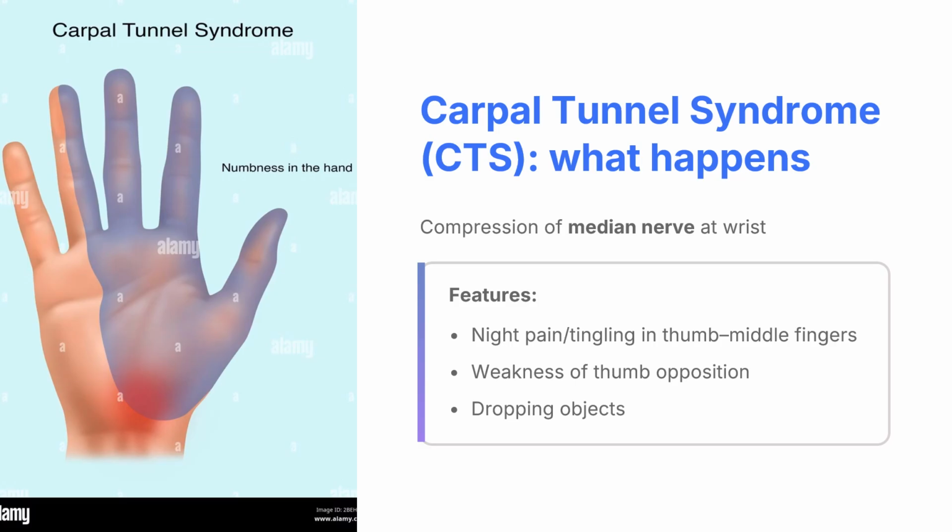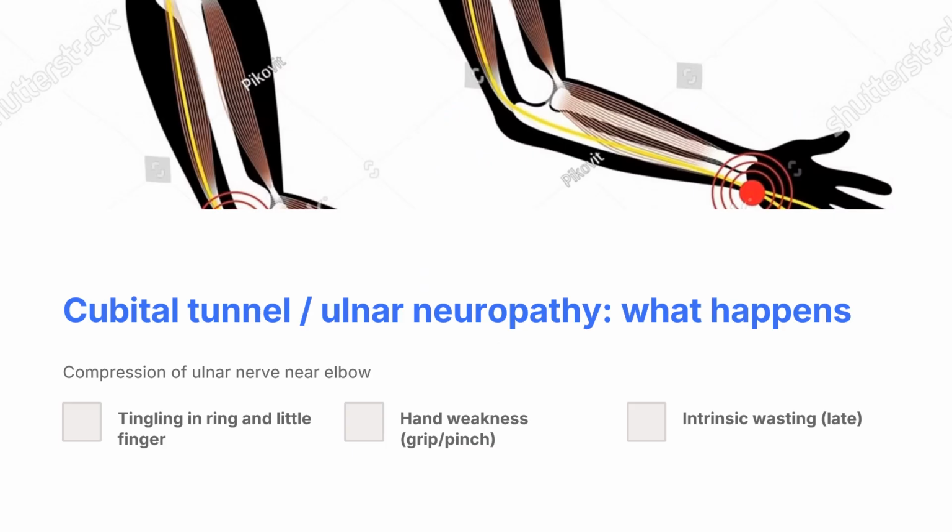Okay. So another entrapment syndrome, let's see, cubital tunnel syndrome. Cubital tunnel syndrome at the elbow we are talking about. It involves ulnar nerve compression near the elbow. Symptoms include tingling in the ring and little finger, hand weakness, and intrinsic muscle wasting in the later stages.